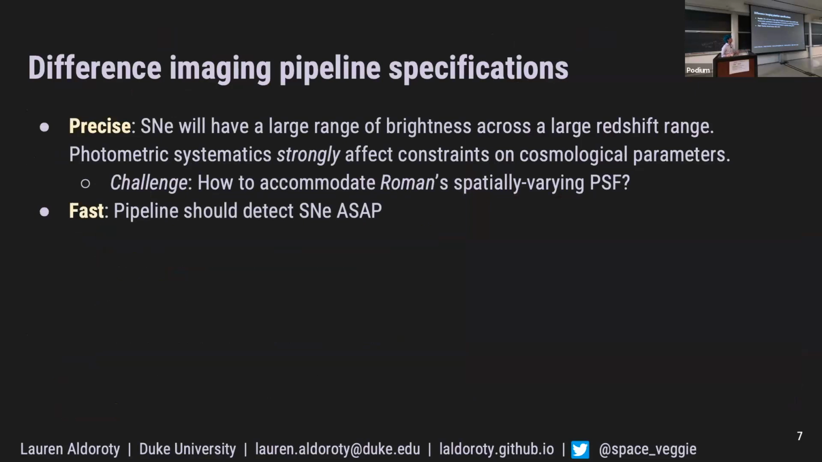That difference imaging pipeline needs to have some special requirements. It has to be precise, because supernovae will have a really large range of brightness across a large redshift range. And photometric systematics will very strongly affect constraints on the cosmological parameters. And in particular, there's a challenge that comes with Roman having such a wide field of view. It's got a spatially varying PSF, so how do we account for that? And it should also be fast. The pipeline should detect supernovae as soon as possible. They're transients, they don't last forever. We want to catch them as soon as possible.